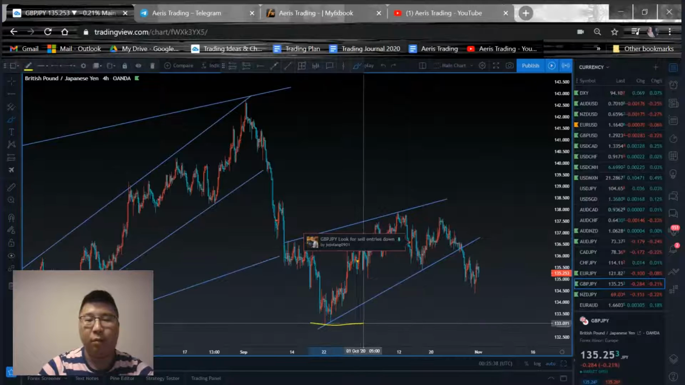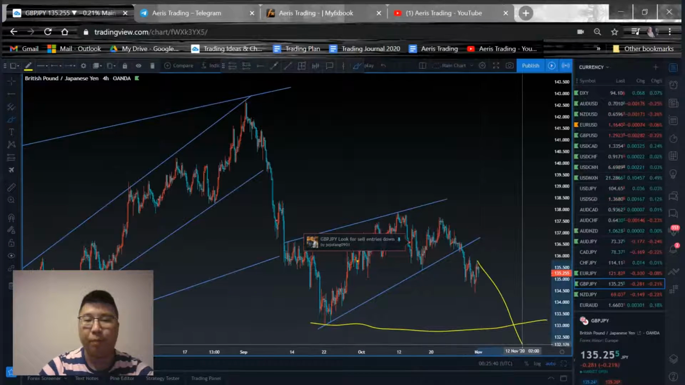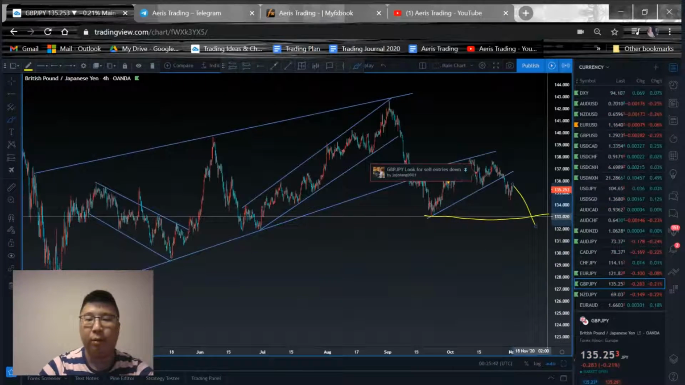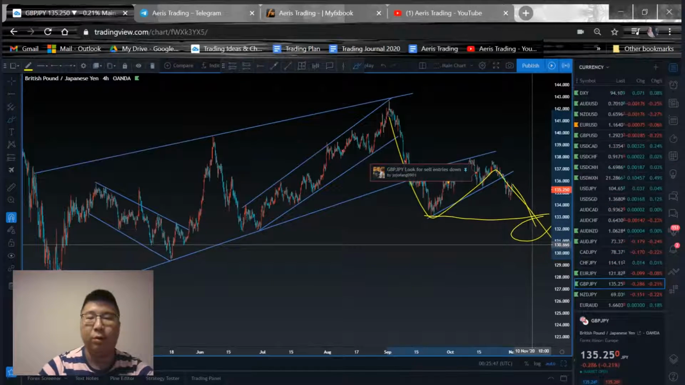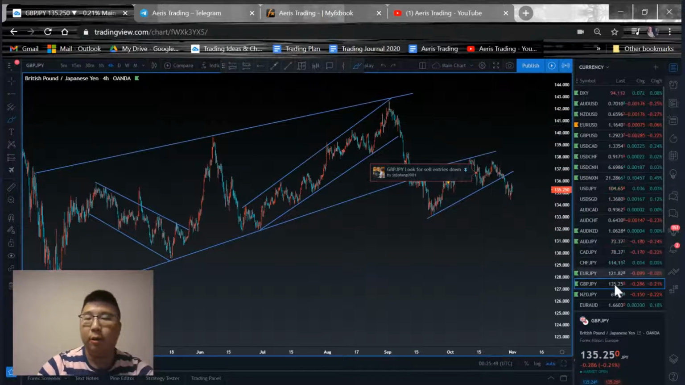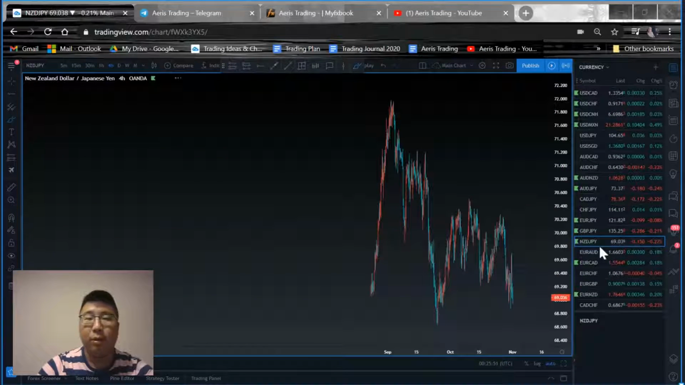So waiting to see if price will break this previous low. If it breaks the previous low, then looking for a correction here would be nice. So impulse, correction, impulse, continuation. Last one is Kiwi yen.